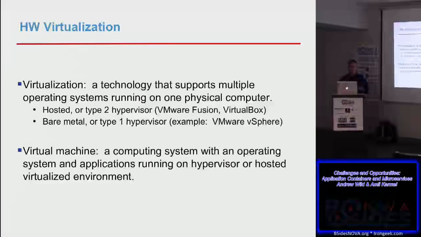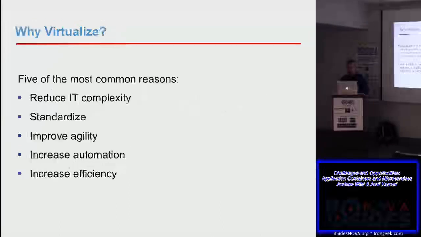Typically, we talk about hosted or type 2, which is something like VMware Fusion or Oracle VirtualBox, where you are running the hypervisor on top of another operating system that's on top of the system, or what we call type 1 hypervisors or bare metal. Like VMware vSphere is an example of a type 1 hypervisor. KVM is another one. A virtual machine is a computing system that's running on that hypervisor, whether it be type 1 or type 2. So it's a guest system on the host. It's not aware necessarily that it's virtualized.